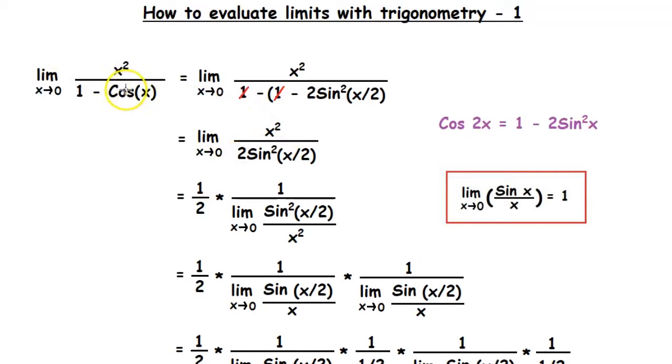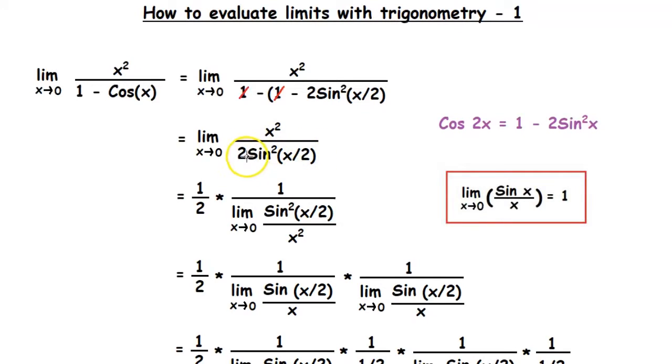So here cos x can be written as 1 minus 2 sine squared x over 2. This is from the half angle formula we learned in trigonometry, that is cos 2x equals 1 minus 2 sine squared x. The other reason why we use this formula is because now we can cancel off 1. So this gives us positive 2 sine squared x over 2.